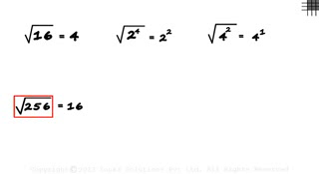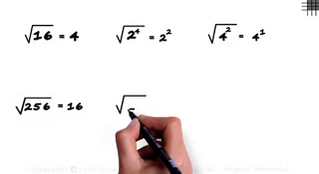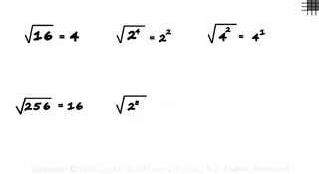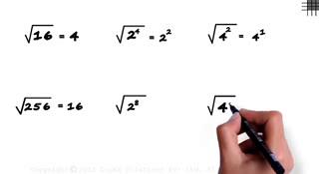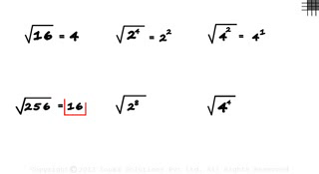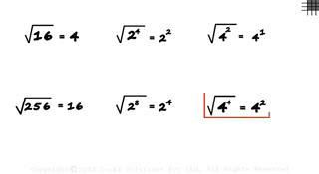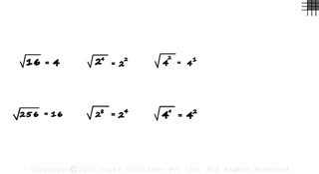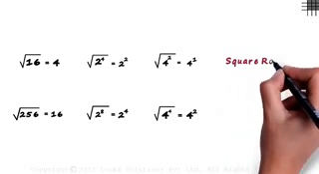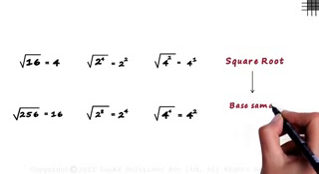Let's see. This can be written as square root of 2 raised to 8. Or maybe even square root of 4 raised to 4. And 16 can be written as 2 raised to 4 and even 4 raised to 2. In this case, the base remained the same and the exponent was halved. And in this case too, the exponent was halved. So remember, when you have a number in exponential form and you want to find its square root, just keep the base same and halve the exponent.